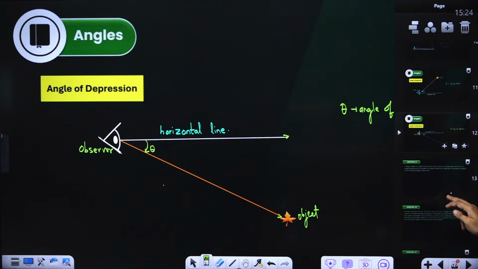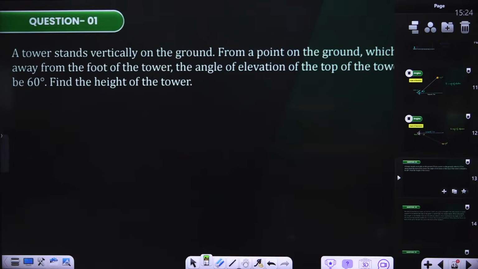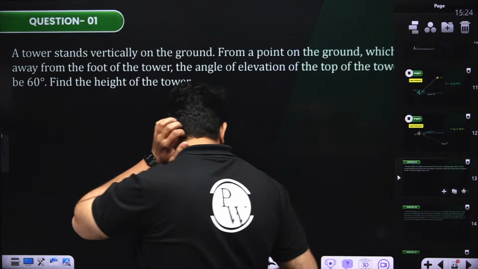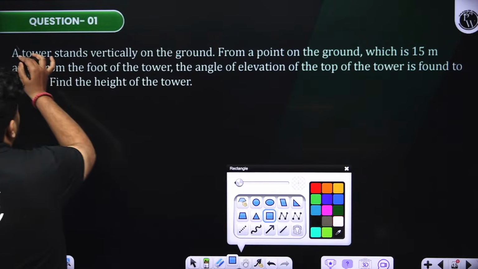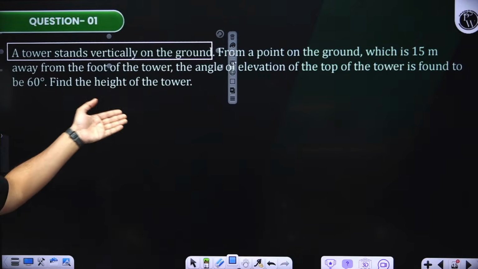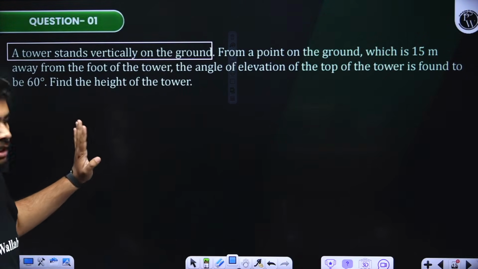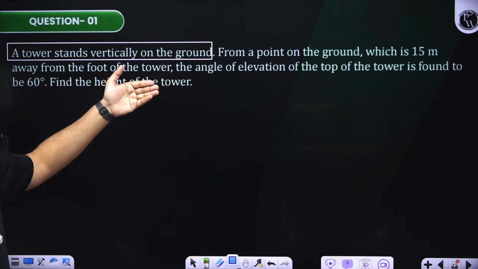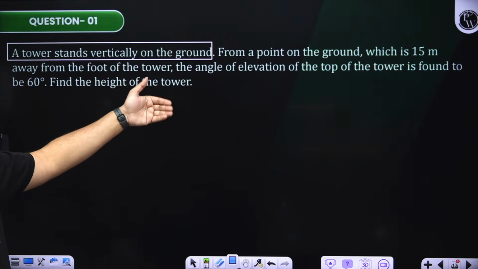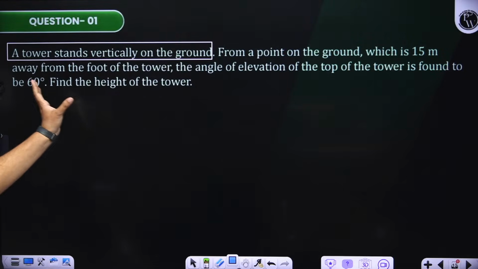Okay, done. Let's do this question. A tower stands vertically on the ground. Fine, do this question. They are telling that a tower stands vertically on the ground. From a point on the ground which is 15 meter away from the foot of the tower, the angle of elevation at the top of the tower is found to be 60 degree. Using trigonometry, you will know how we find it.